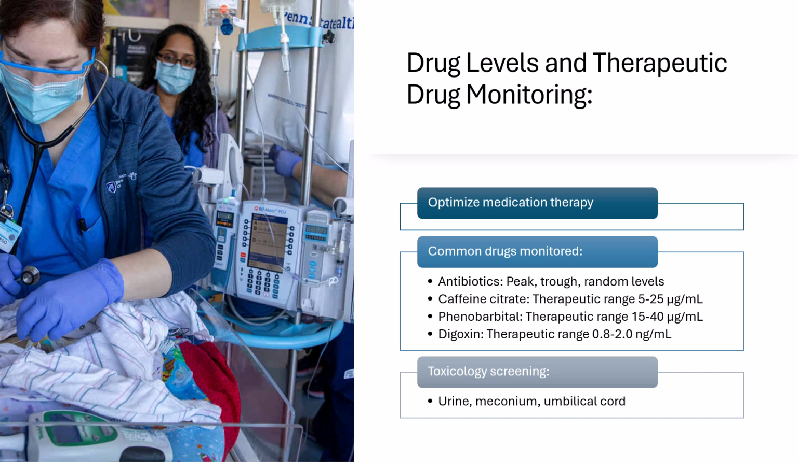For toxicology screening, know that urine gives the most immediate results, but only detects recent exposure. Meconium testing provides longer historical data since it accumulates throughout pregnancy.